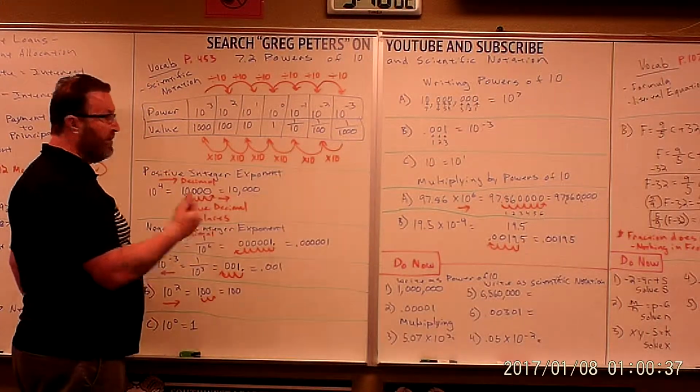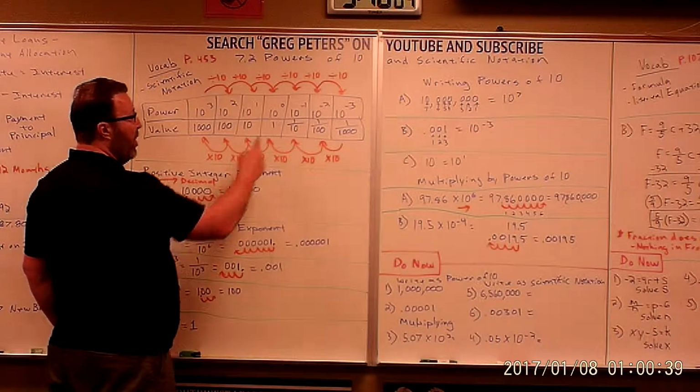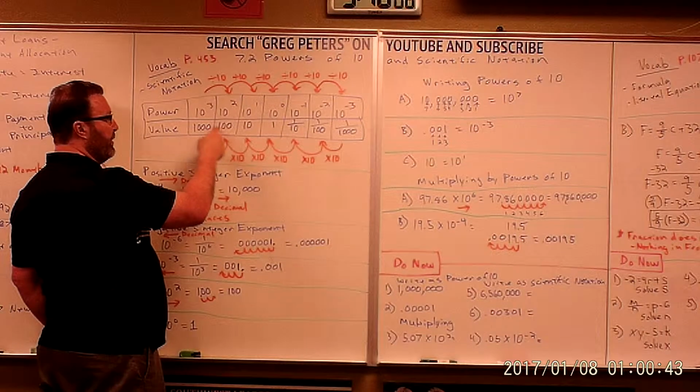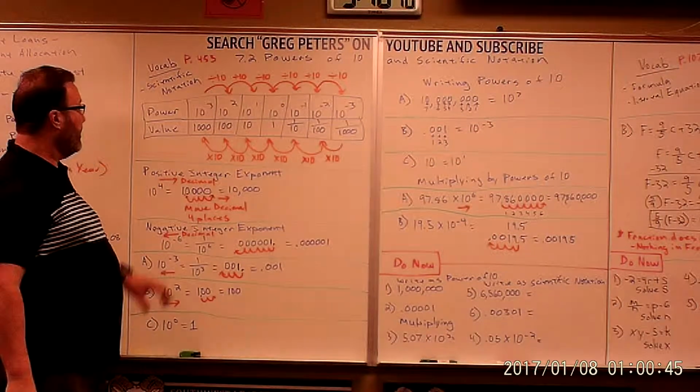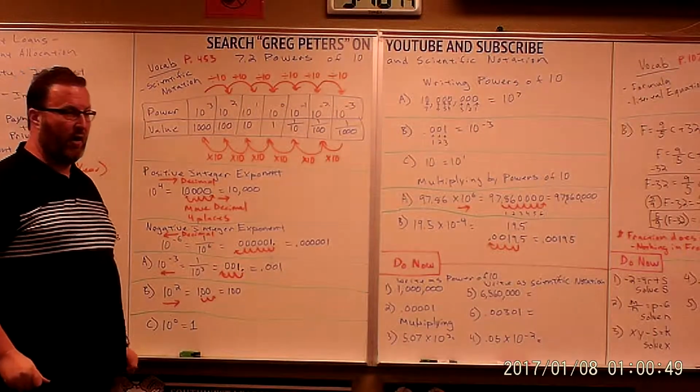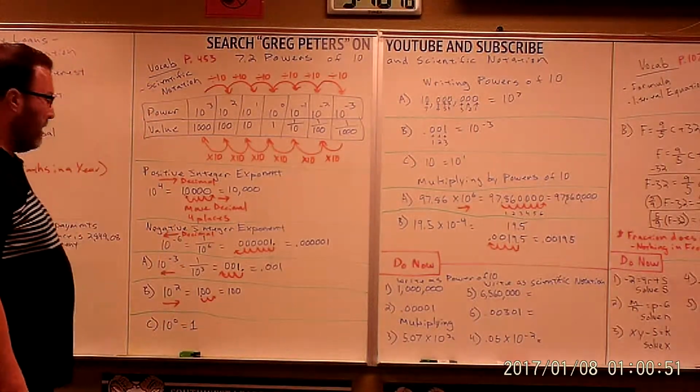Same thing here. Obviously just multiplying by 10, right? 1 multiplied by 10 is 10. 10 times 10 is 100. 100 times 10 is 1,000. So in a table form, you're multiplying by 10 or dividing by 10 depending on the direction you're going. Are we clear on that? Yes, sir.